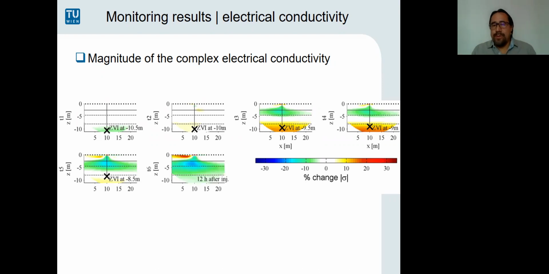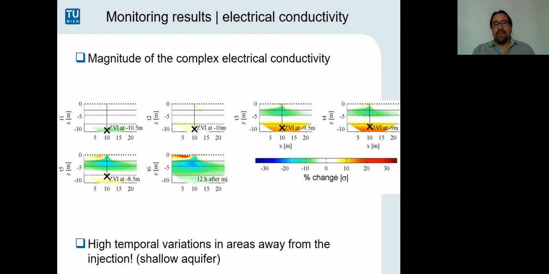We repeated the measurements 1 day after, or 12 hours after the last injection, and we actually see that the main response is in the shallow aquifer. So that was a little bit disappointing for the colleagues there. It's okay, well, probably the geophysics is not working.